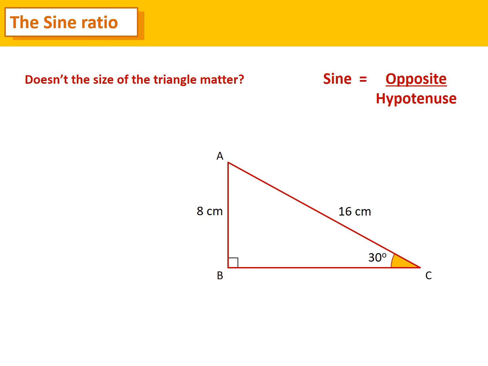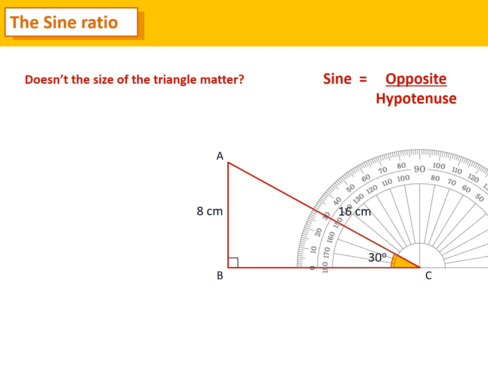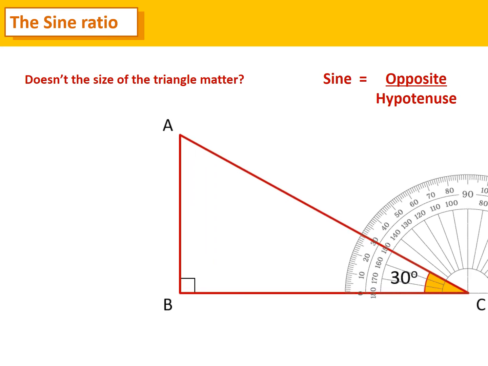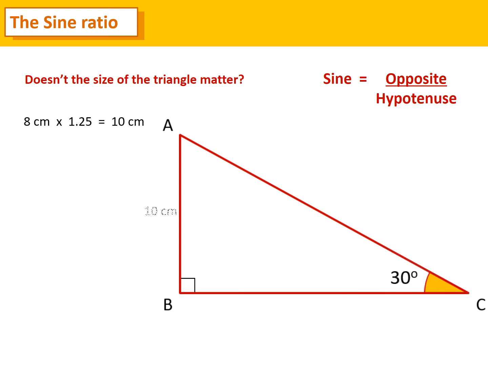It would not be unusual to wonder whether the size of the triangle mattered. So just to show you, I've put the protractor on the calculator. That angle is 30 degrees. If we enlarge the triangle, the angle still stays at 30 degrees. I've actually enlarged the triangle by 25%. So AB, which was 8 centimeters, now becomes 10 centimeters. AC, which was 16 centimeters, now becomes 20 centimeters.